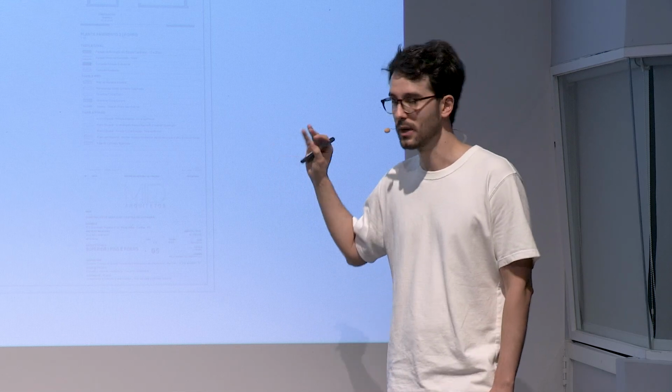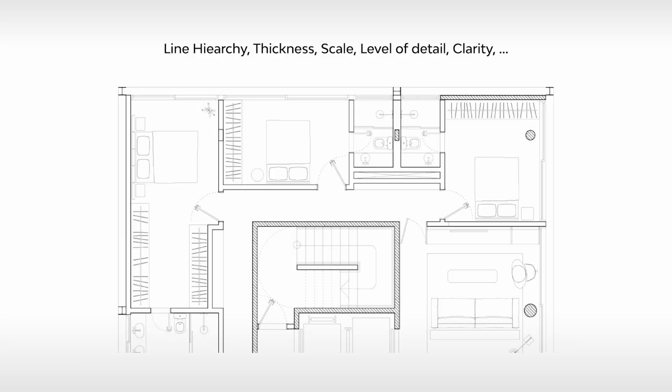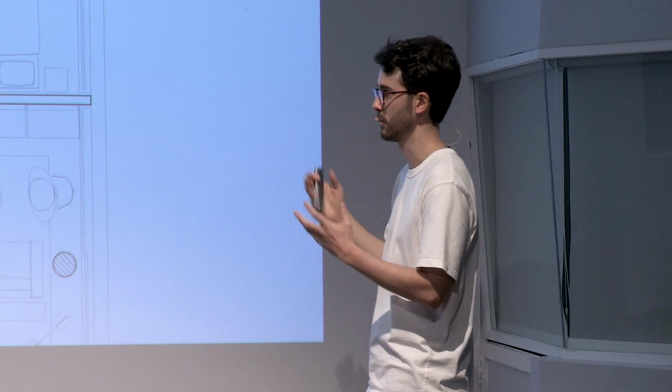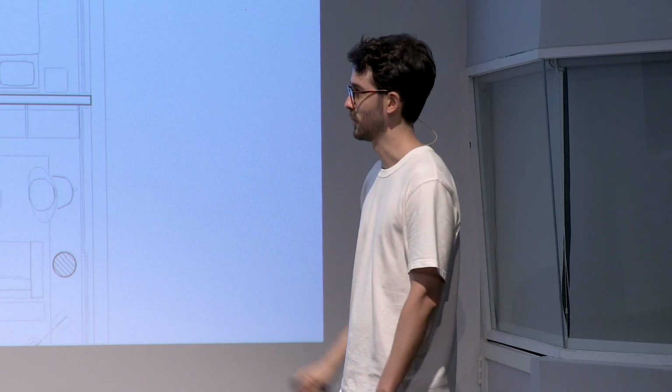So this you've got to do right. From there, then you explore. You can be creative. And I'm talking here about line hierarchy, thicknesses, scale, level of detail, clarity. This is a really basic plan, but just to show you that if you do the walls correctly, the furniture, everything, you look at it and you read the plan clearly, even without anything. If this was just one line weight, then it would have been wrong, for example.